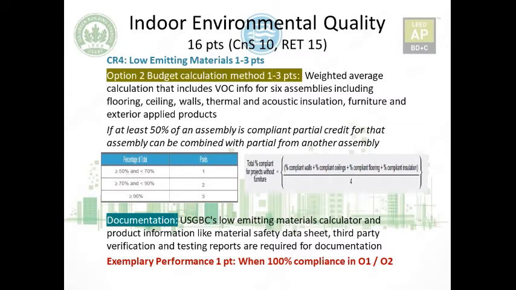And the good thing here is that you can go for the partial compliance. If 50% of walls are compliant, they can be joined with 50% of the compliant ceilings. And in total, after applying this formula, if more than 50% and less than 70% products are compliant out of these 6 assemblies, you can get 1 point. From 70 to 90, it's 2 points, and more than 90 is 3 points.